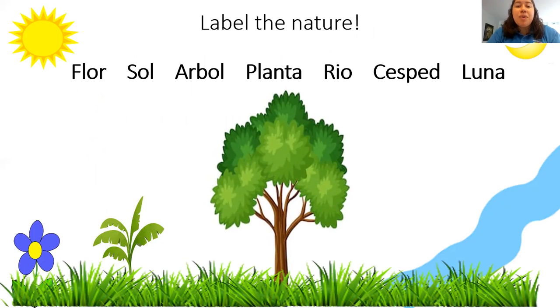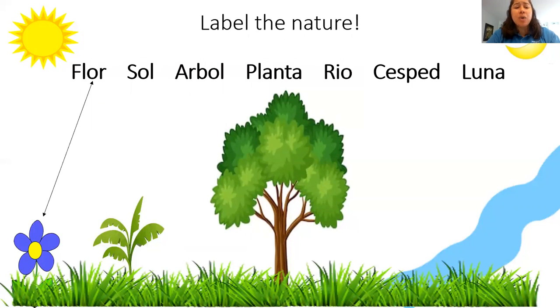Last one, label the nature. So we just did this not too long ago. So remember, I have the Spanish words up at the top, and then we're going to draw a line to what they refer to in this beautiful little picture. So first we have the word flor. Flor in Spanish is a flower. If you see a flor, you would be seeing a flower.